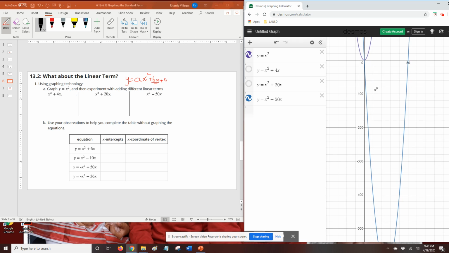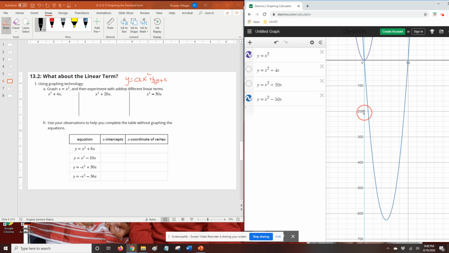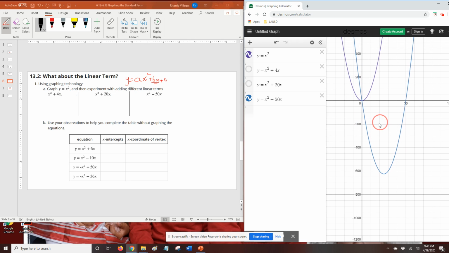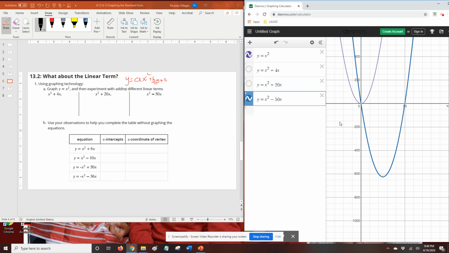Right about there. So what do you guys notice now? So the graph is crossing at 0, 0 and at 50, comma 0. So, and if you look at the equation, y equals x squared plus 50x.